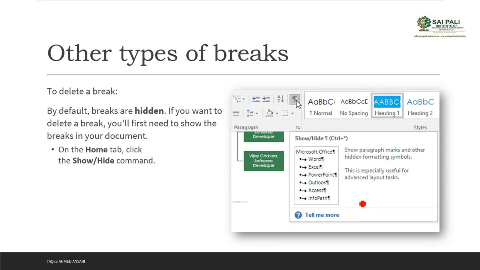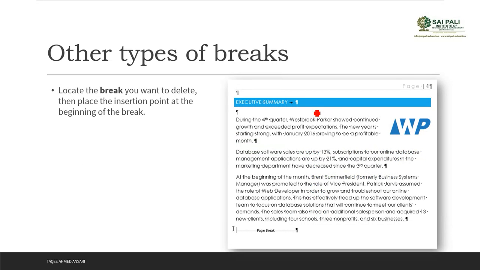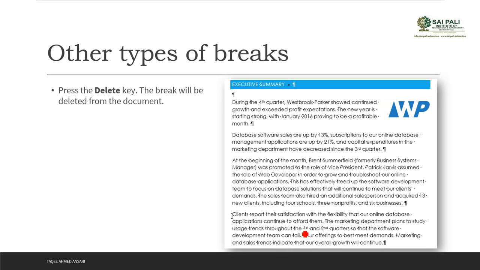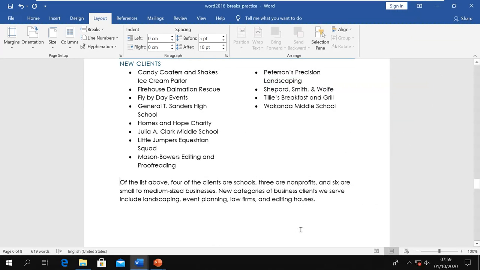Now if you want to delete those page break or section break, what do you do? First you have to see those things. For that, go to home tab and enable this show hide. Then it will show those section break, page break, and then we can delete them. Once you can see the break, you can just put your cursor or your insertion point at the beginning, and then press the delete key, and that will be removed.